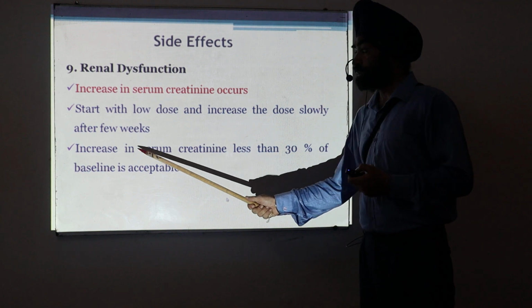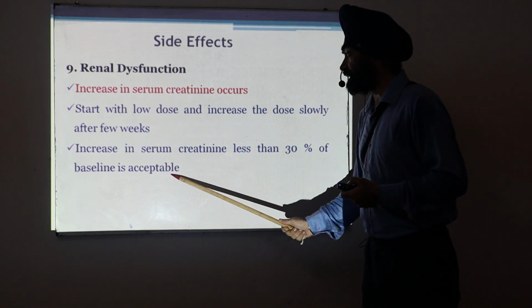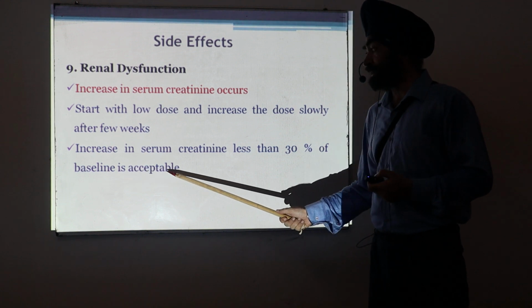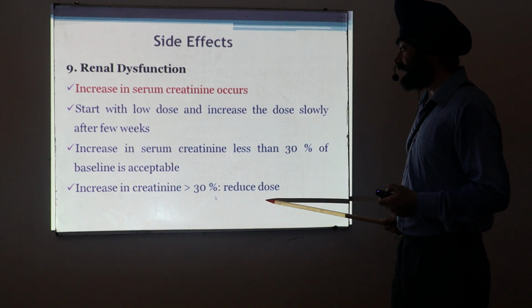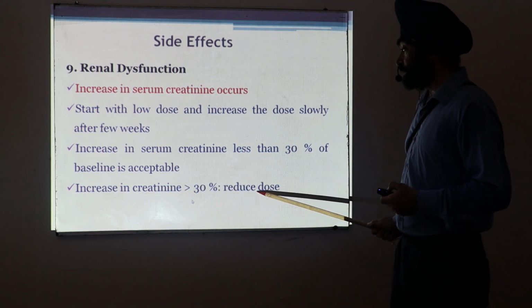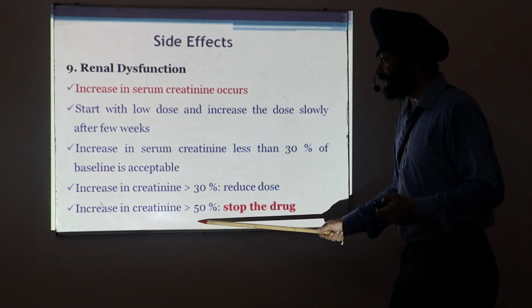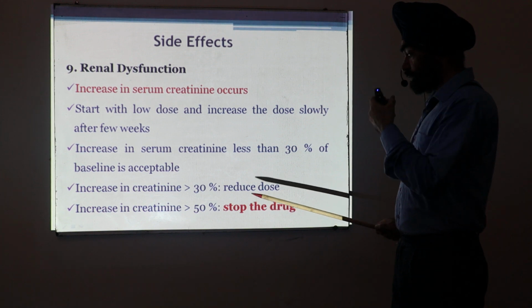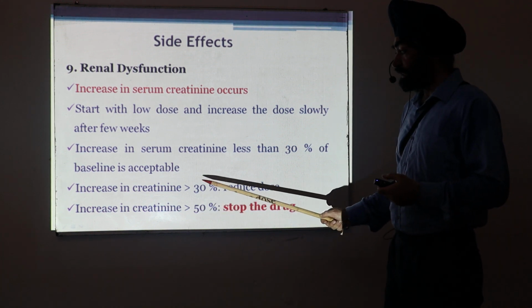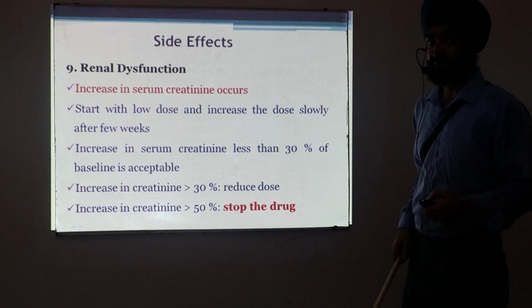And if you monitor and the rise in serum creatinine is less than 30% of the baseline, then it is acceptable. But if the rise in creatinine is more than 30%, then reduce the dose. And if creatinine is more than 50% of the normal value, then stop the drug. So more than 50%, stop the drug; more than 30%, reduce the dose; less than 30%, it can be accepted.